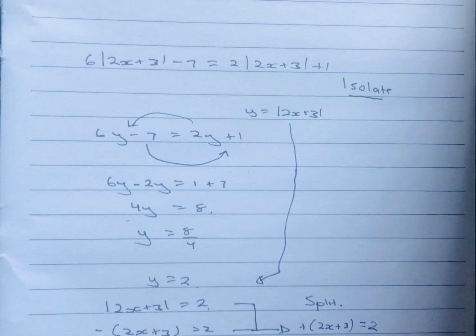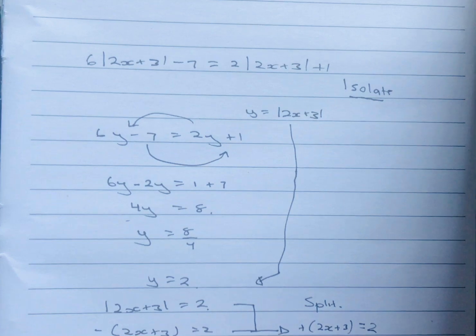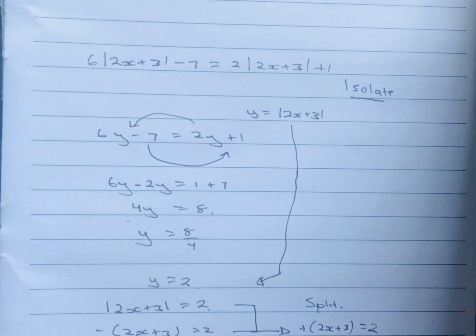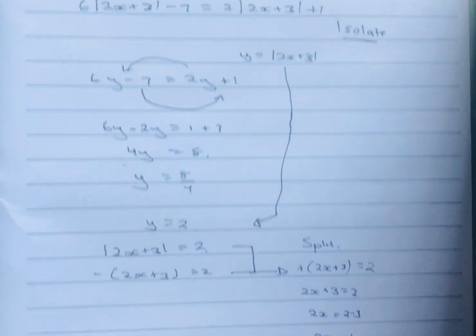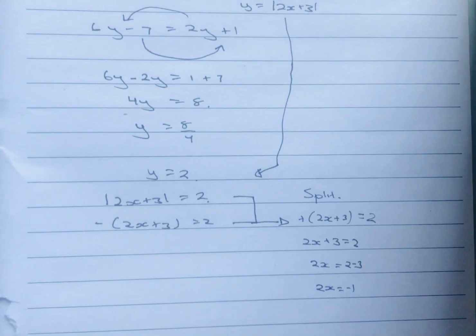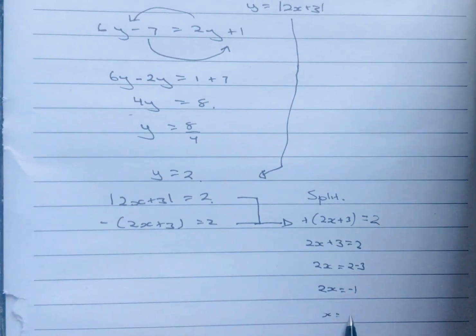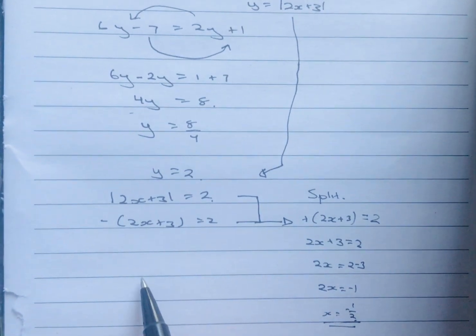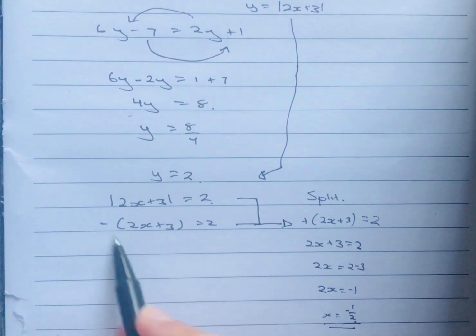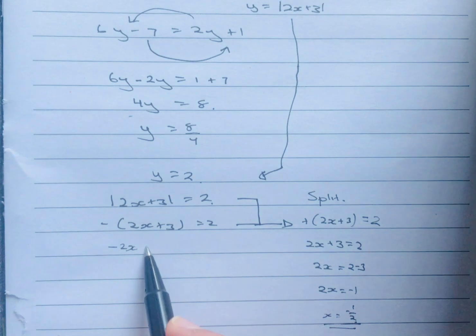So you distribute the positive sign, you have 2x plus 3 is equal to 2. Okay, and then you have 2x, take the positive 3 to the other side, 2 minus 3, 2x is equal to negative 1. Okay, sorry, I didn't notice you guys can't see. And then you divide by 2 on both sides, so now you have x is equal to negative 1 over 2.